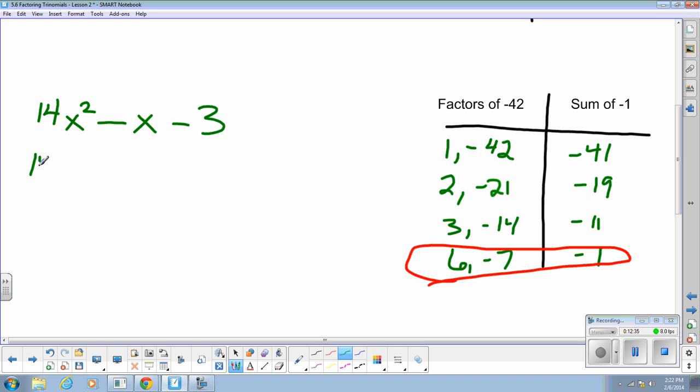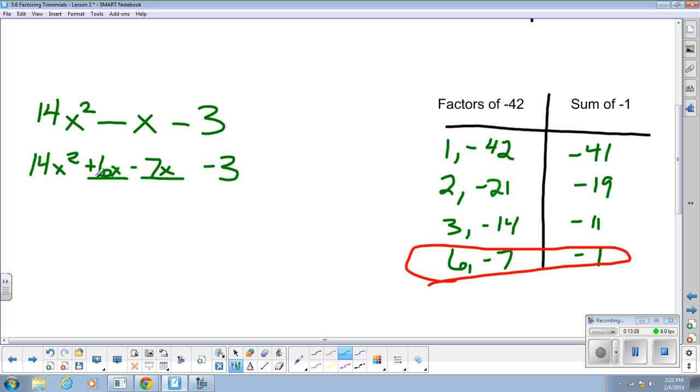I know to start with that the first term is 14x squared. I'm going to have two terms in the middle, and I'm going to have a minus 3 at the end. And in the middle, I will be putting a plus 6x and a minus 7x. Question comes to mind sometimes, could I put these two in a different order? Could I put the minus 7x on the first blank, the plus 6x on the second blank? Yes, you can. You can certainly do that. And some of you may find reasons to do that later.